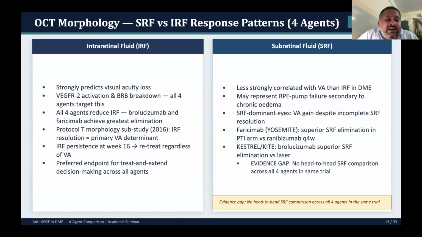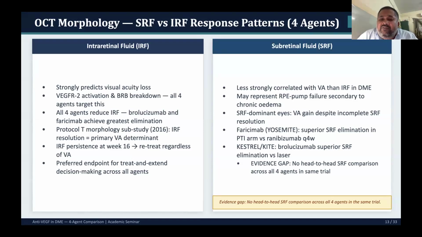So if intraretinal fluid persisted at 16 weeks or more, we retreat regardless of visual acuity, which is the preferred endpoint for treat and extend decision making across all agents. For subretinal fluid, it's less strongly correlated with final visual acuity than, of course, intraretinal fluid. And of course, in SRF dominant eyes, visual acuity may gain despite incomplete SRF resolution if we can reduce the intraretinal fluid, that is.